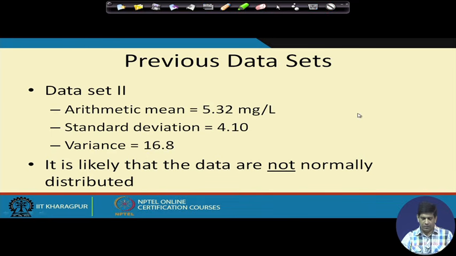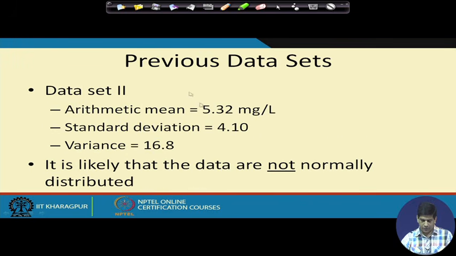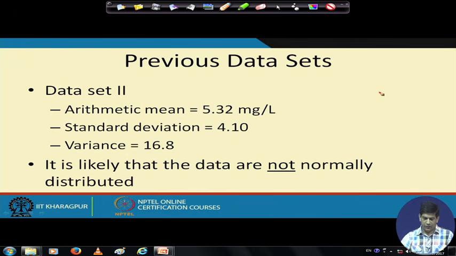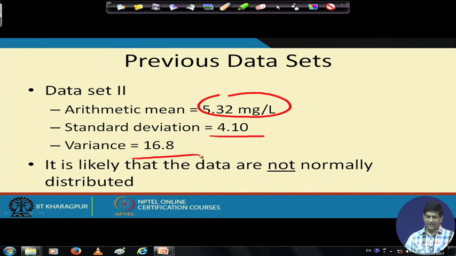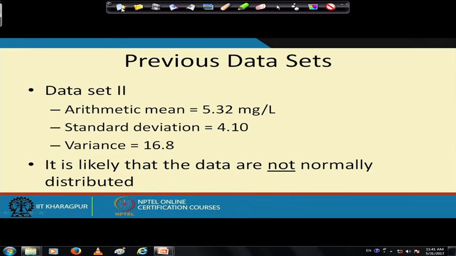For the second one, the arithmetic mean is 5.32, the standard deviation is 4.10, and the variance is 16. Although the arithmetic mean is greater than the standard deviation, it is less than the variance, so it is likely that the data is not normally distributed. Then we have to find out what kind of distribution it may have. With the histogram that we did, it felt like a log normal distribution.